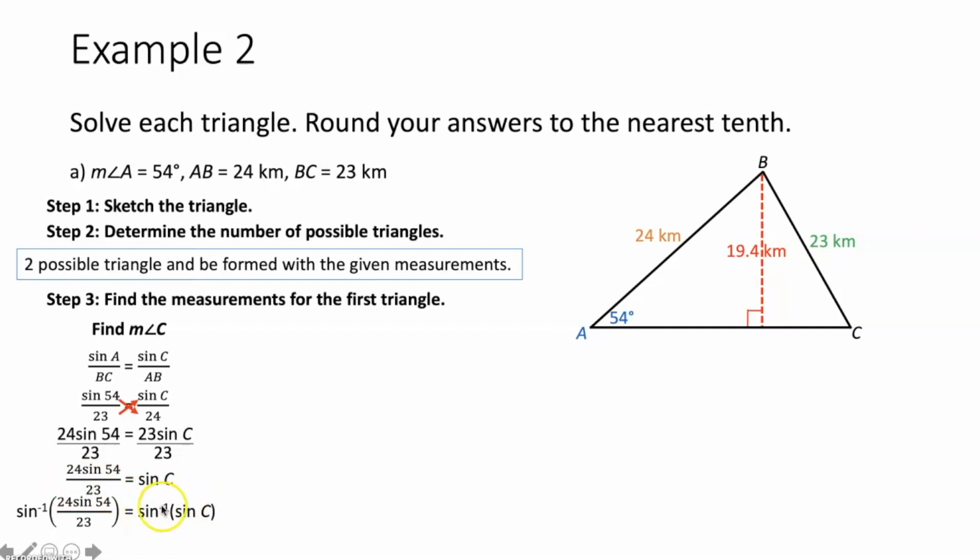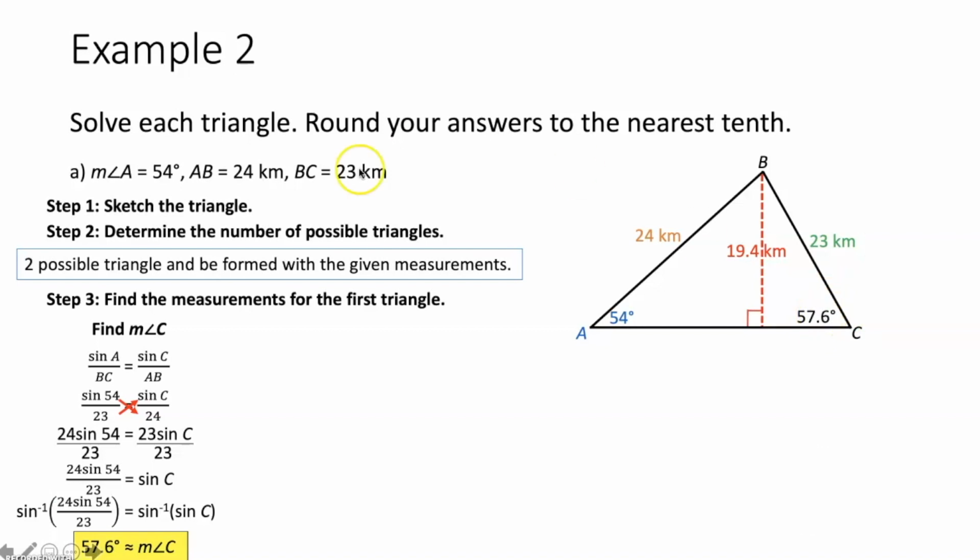On this side, when I take the inverse sine of sine, those two things cancel each other out. That's why I did it, and I'm just left with C. On this side, I just plug this in my calculator. The inverse sine of 24 sine of 54 over 23, press enter, and I get that the measure of angle C is approximately equal to 57.6 degrees. So I can go up here for the measure of angle C, plug in 57.6 degrees, and I found that angle.